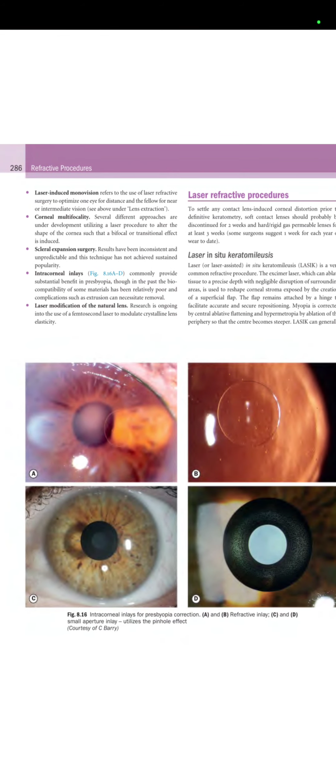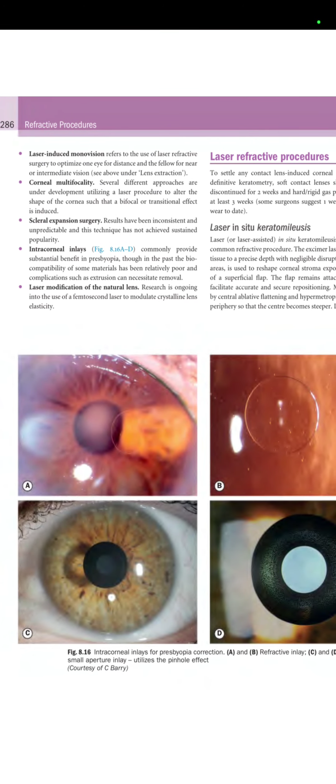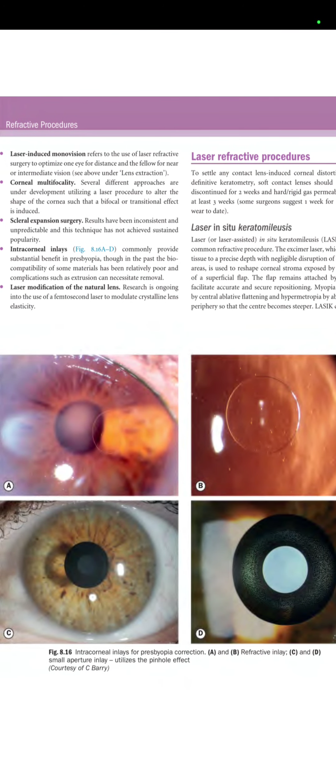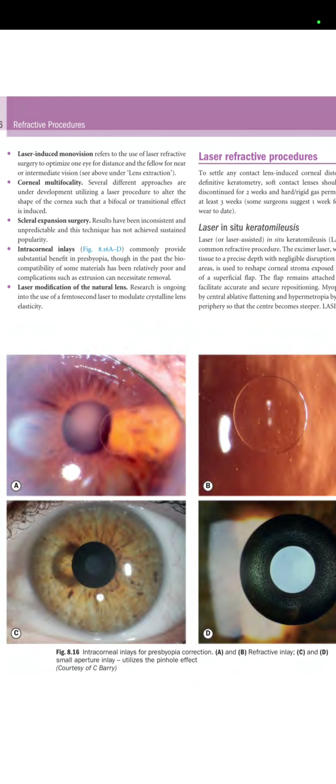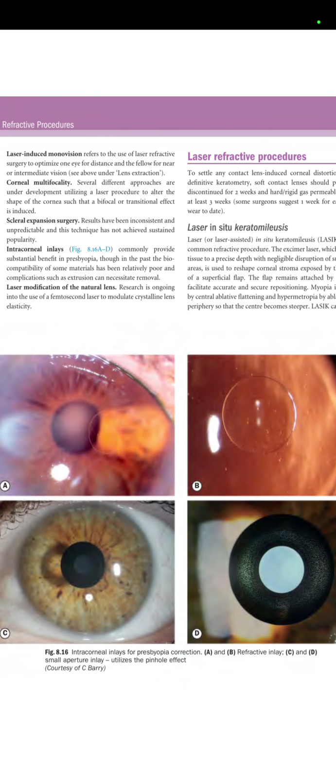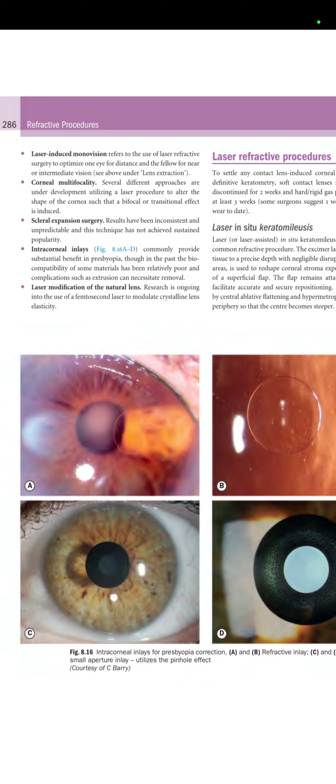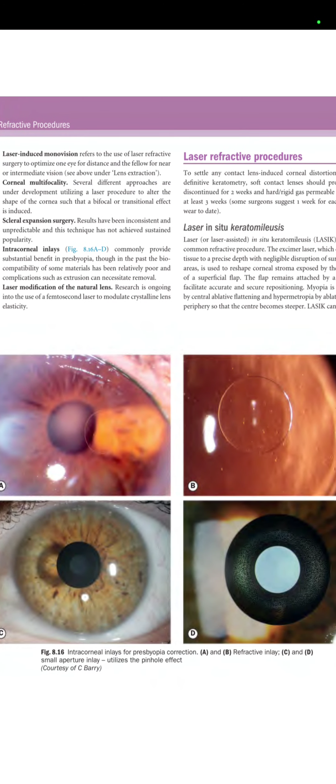Intracorneal inlays for presbyopia. A and B show refractive inlays, and the small aperture inlay utilizes the pinhole effect. So basically inlays are a small refractive material that is used in the cornea to correct presbyopia.